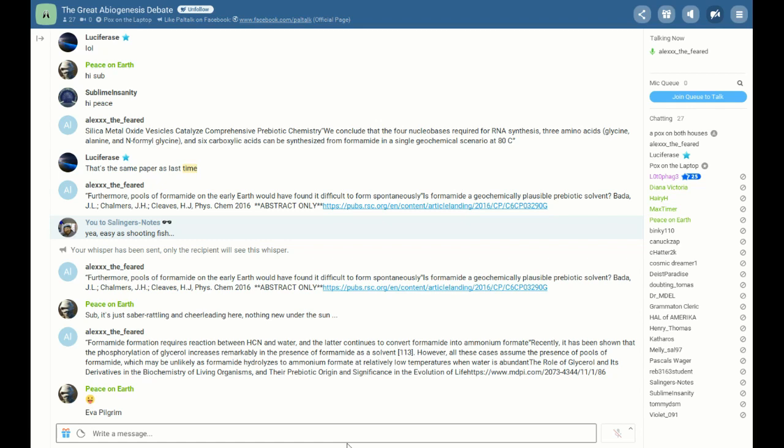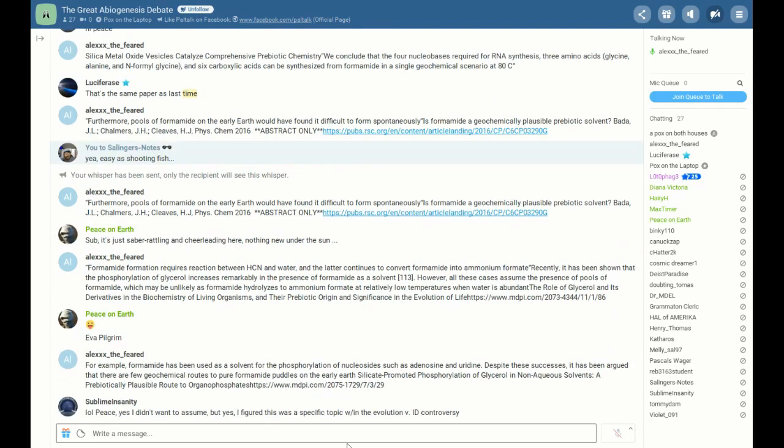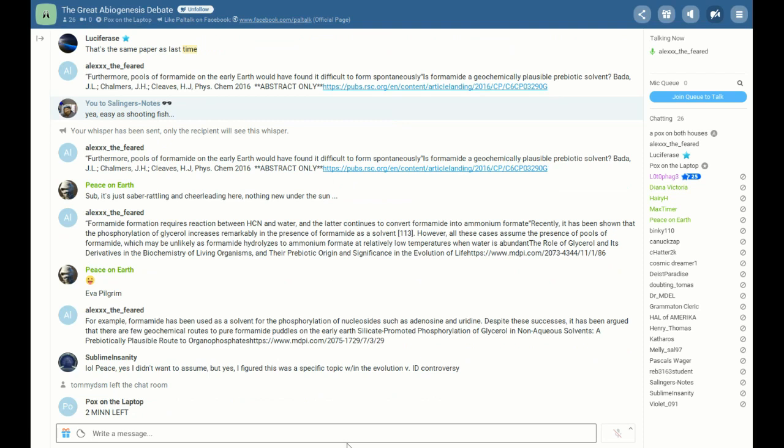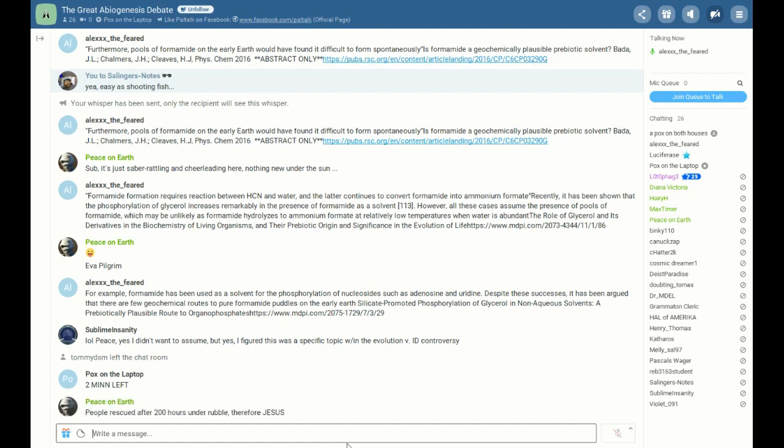But there's more. It's not the only paper. Formamide, because it's so key. For example, formamide has been used as a solvent for the phosphorylation of nucleosides such as adenosine and uridine. Despite these successes, it has been argued there are few geochemical routes to pure formamide puddles, and every one of these experiments, by the way, uses neat formamide. Neat formamide, and you know what that means. Puddles on the early earth, silicate promoted. Okay. So this paper doubts we had formamide synthesis, right, where you can get puddles of it accumulating. But who knows? Maybe you got something to the contrary. And one more.